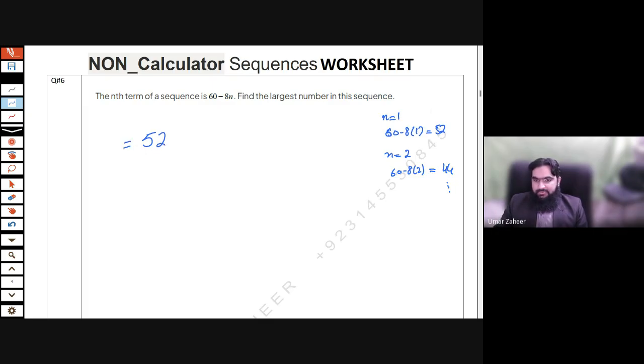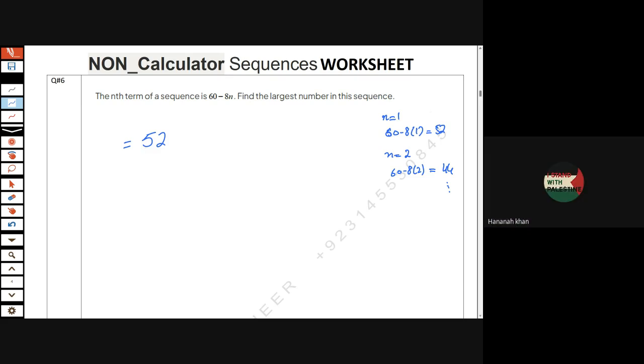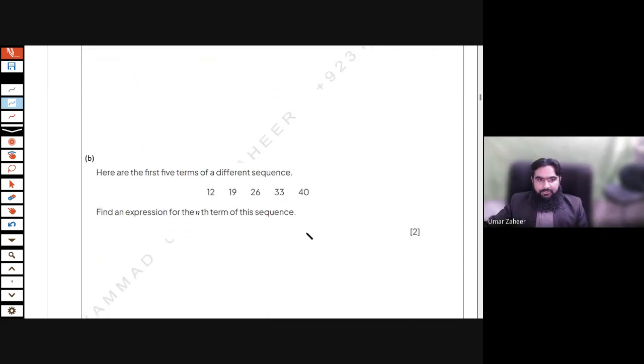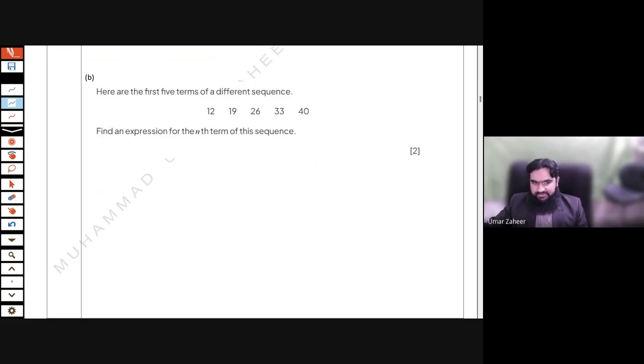Yes, everyone, any question up to here? No, sir. Okay. In the next one, he says that here are the 5 terms of the sequence: 12, 19, 26, 33, and 40. Find the expression for the nth term. First of all, tell me which type of sequence it is.